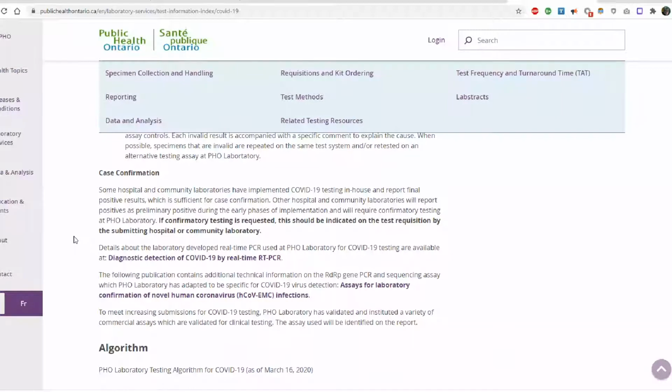Case confirmation. Some hospital and community laboratories have implemented COVID-19 testing in-house and report a final positive result, which is sufficient for case confirmation. Other hospitals and community laboratories will report a preliminary positive during the early phases of implementation and will require confirmation testing at a Public Health Ontario laboratory. If confirmatory testing is requested, this should be indicated in the test requisition by the submitting hospital or community laboratory.